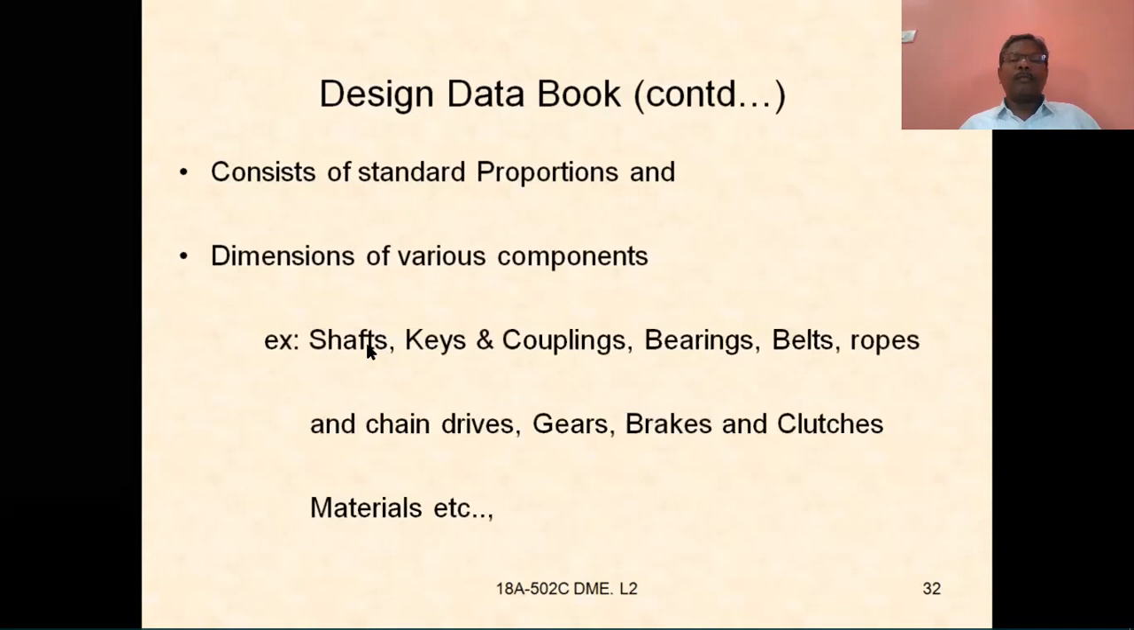For example, shafts are standardized, keys are standardized, couplings, bearings, belts, ropes and chain drives, gears, brakes, clutches and materials, surface finishes, fits, and tolerances are standardized. In case of tolerances, geometrical tolerances and arithmetic tolerances are all standardized. So you can find in the design data handbook all these standard proportions and standard dimensions of many components.